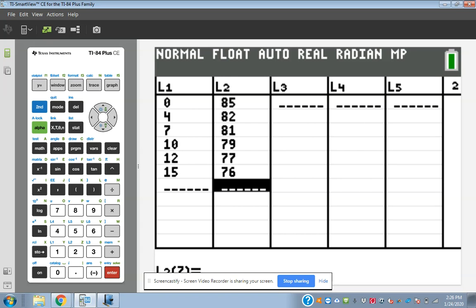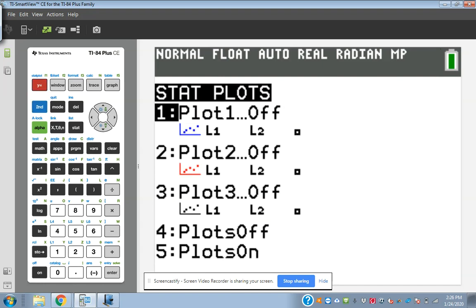Okay, so to do that, what you need to do is hit second, so the little blue button up there in the corner, and then the top left button, Y equals. Hit that button, and it should take you to the page that looks something like this. It says stat plots at the top. Everybody there? All right. On number 1, just hit enter.